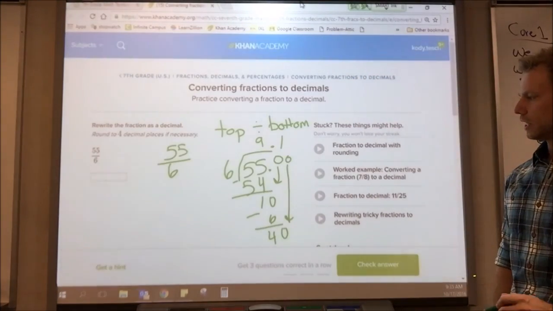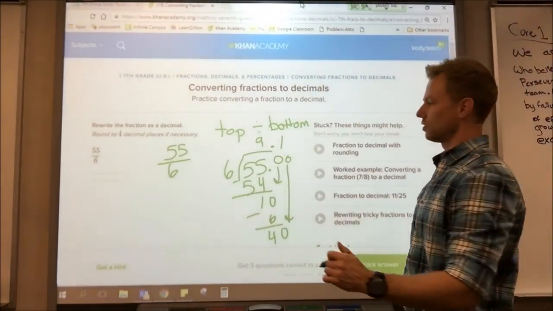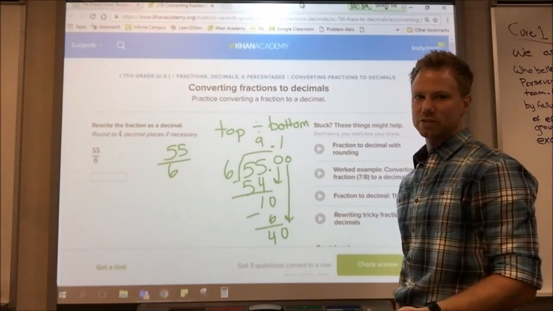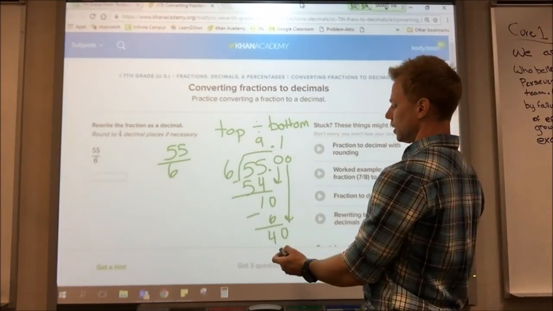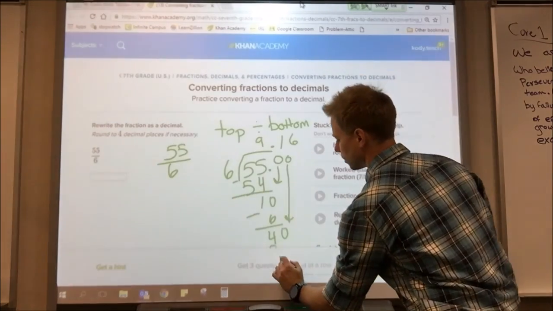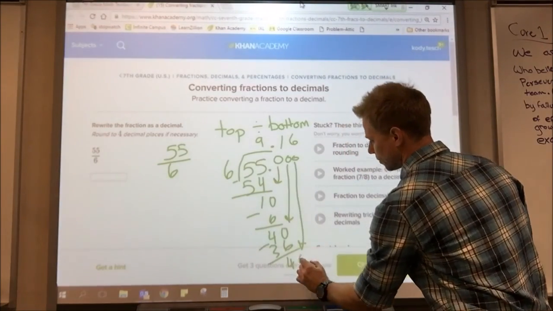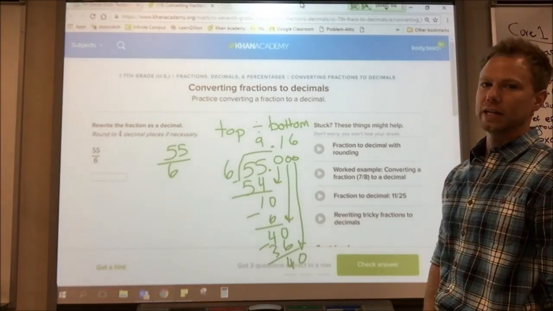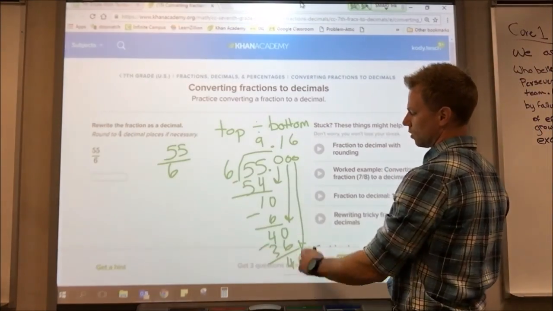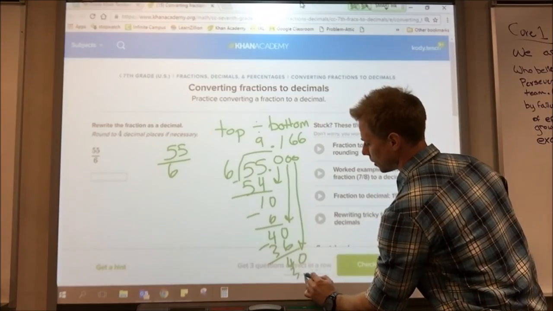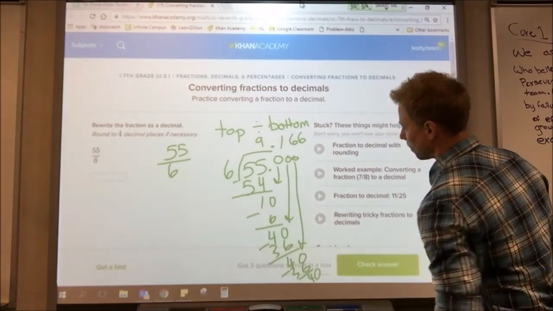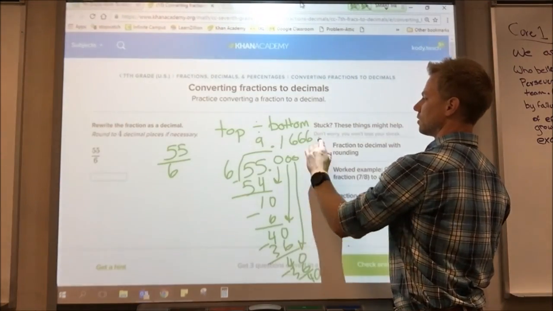6 goes into 40. 6 times 6 is 36. 6 times 7 is 42. So that would be too much, so it must be 6, which is 36. Subtract, we get 4. Bring down a 0. Looks like we're going to be repeating again, because 6 goes into 40 6 times, which is 36, and we're just going to get repeating 6s.